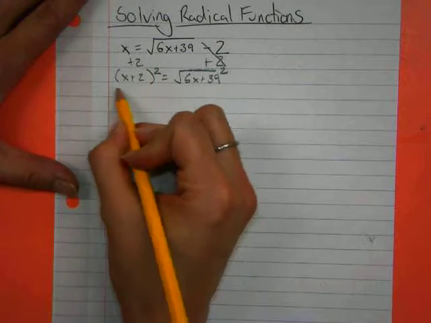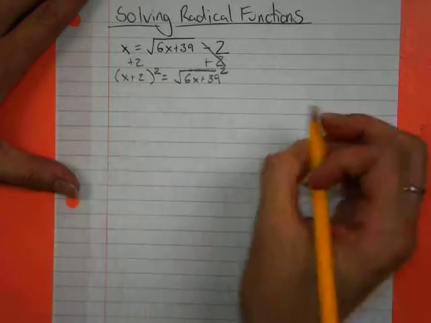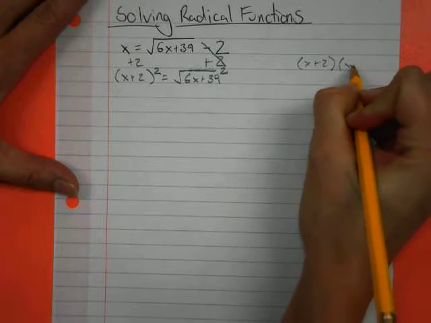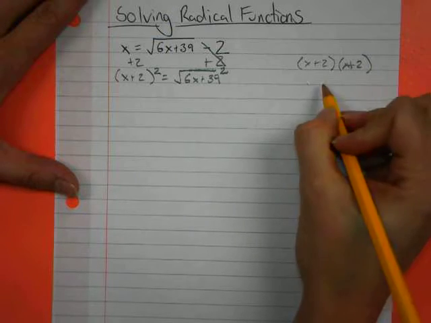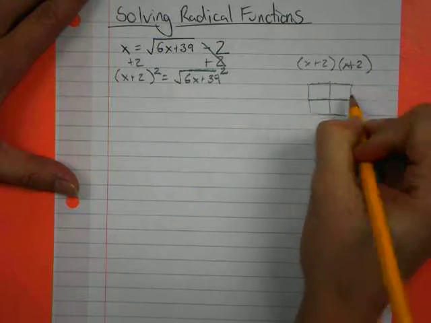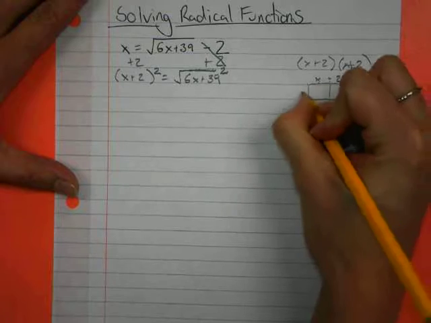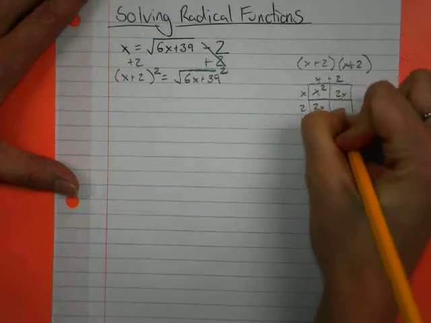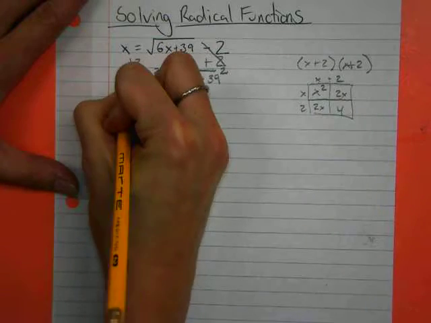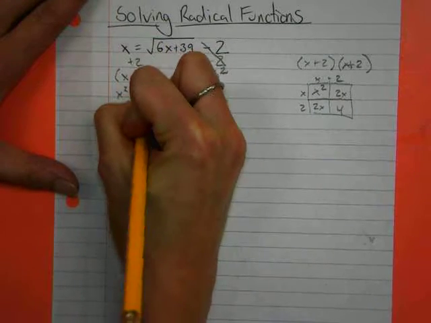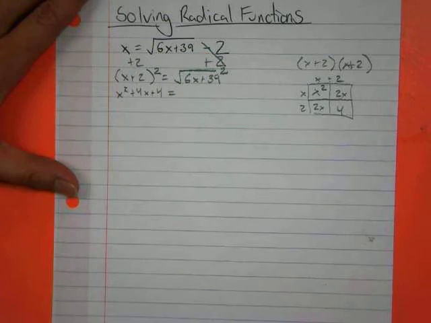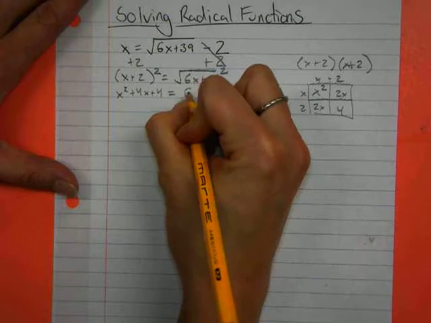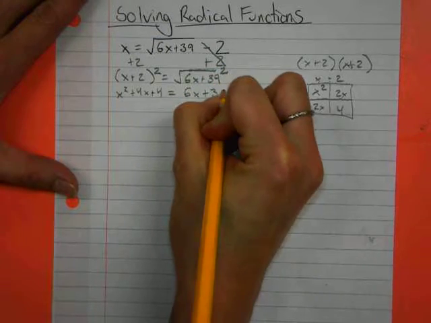So if I want to square this entire expression, that means I have x plus 2 times x plus 2, which means I need to either do FOIL or the box method to actually see what I get here. And I would have x squared, 2x, 2x, and 4. So I end up with x squared plus 4x plus 4 on the left, and on the right my square root and my square will cancel, and I end up with 6x plus 39.